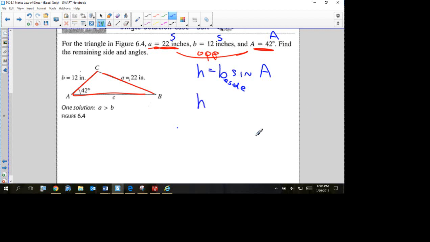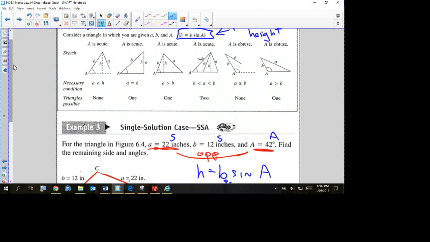Calculator, H is, what? 12 sine 42 degrees. Calculate it. What do we need to round to for our H value? For the H value, I'm not going to just ask you to find the H value and that's the only thing you can find. For the H value, you just need enough decimal places to be able to compare numbers, because we need to compare the value of H to the value of side A and side B. Just need enough decimals to be able to compare.